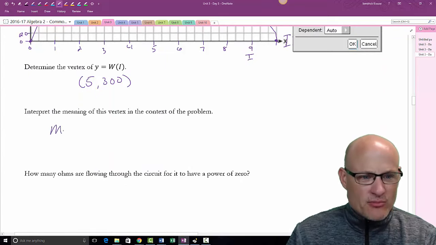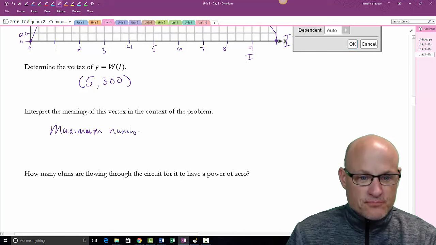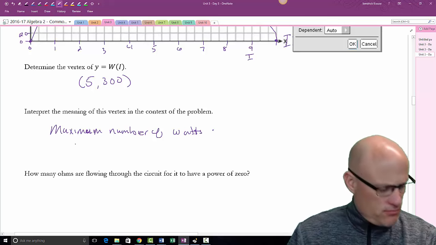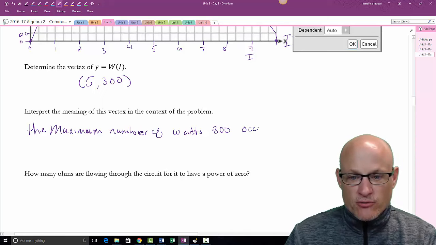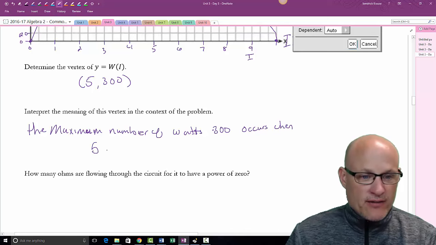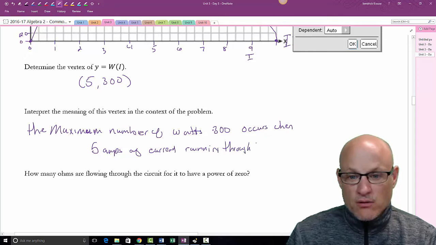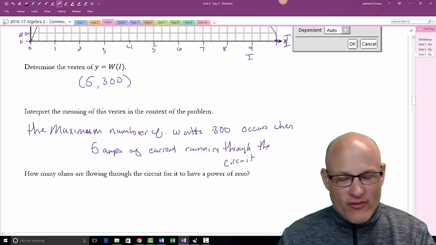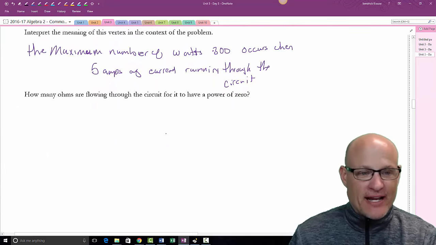So we have a maximum number of watts. I should have said the maximum number of watts 300 occurs when 5 amps of current is running through the circuit. You shouldn't have to know all of this electrical stuff in order to figure out the answer. You should be able to piece it together, and I should have put the word amps in there. So hopefully that's in there when you get this.